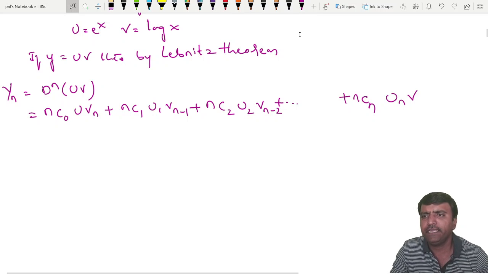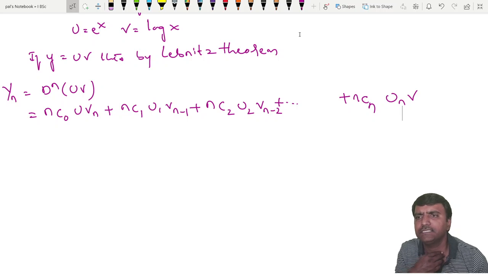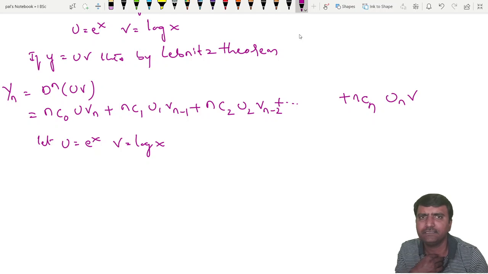So you take u is equal to e to the power of x, v is equal to log x here. You can interchange u and v, that is, take v as e to the power of x and u as log x, no problem, because it is commutative. So then yn is equal to, first you find what is u1.